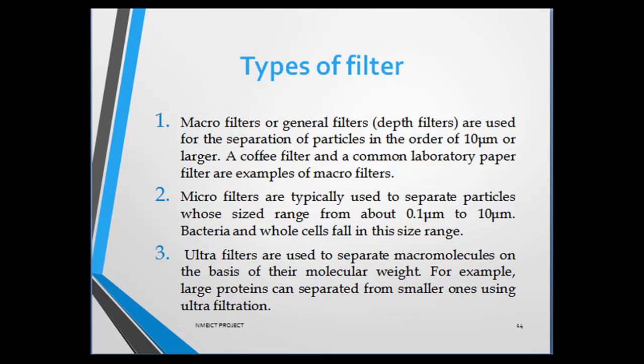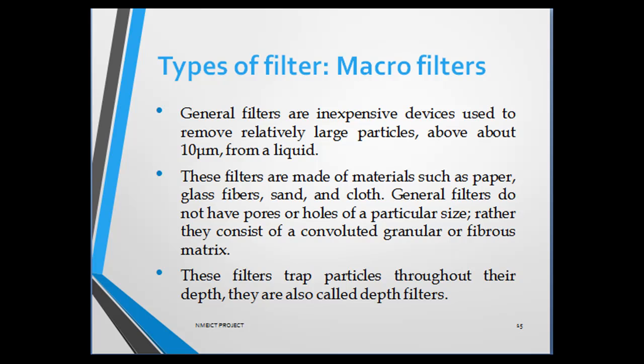To start with, macrofiltration. General filters are inexpensive devices which are used to remove relatively large particles above 10 micrometer from a liquid. These filters are made up of materials such as paper, glass fibers, sand, and cloth. General filters do not have pores or holes of a particular size. Rather, they consist of a convoluted granular or fibrous matrix. Particles are trapped both on the filter surface and within the matrix. Because these filters trap particles throughout their depth, they are also called depth filters.